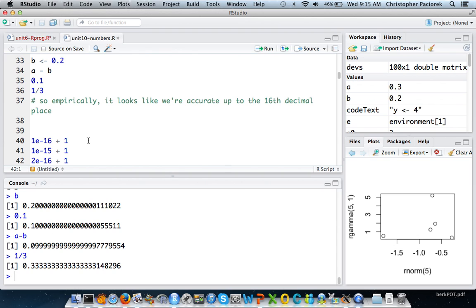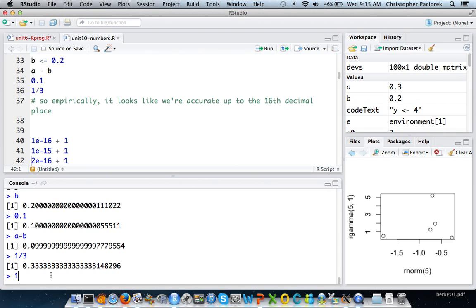So if I take 1 plus x, I'm going to see whether or not that is equal to 1. And the value of x that is the smallest x such that this is not equal to 1 is going to be machine epsilon. So it basically represents some measure of the accuracy with which we can represent numbers. So we've already seen here that we're accurate to about 16 decimal places.